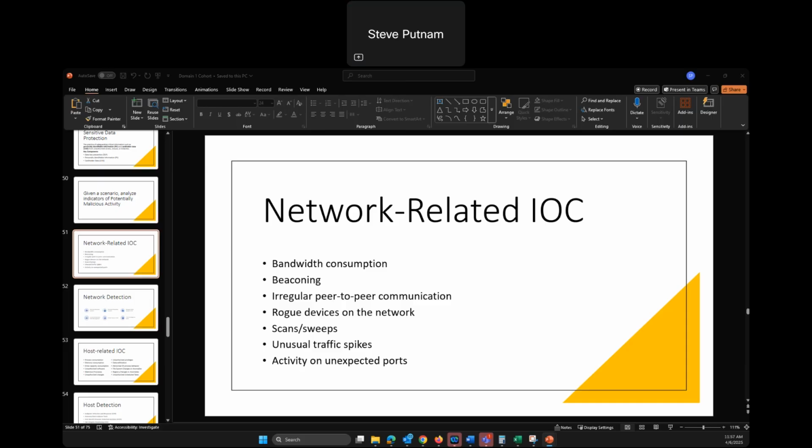Suspicious port activity. Again, we went back to that. What if you're seeing traffic over ports that is not authorized within your network, or that you don't normally see? This could be attackers trying to exploit vulnerabilities or move laterally across the network. All of that is important.